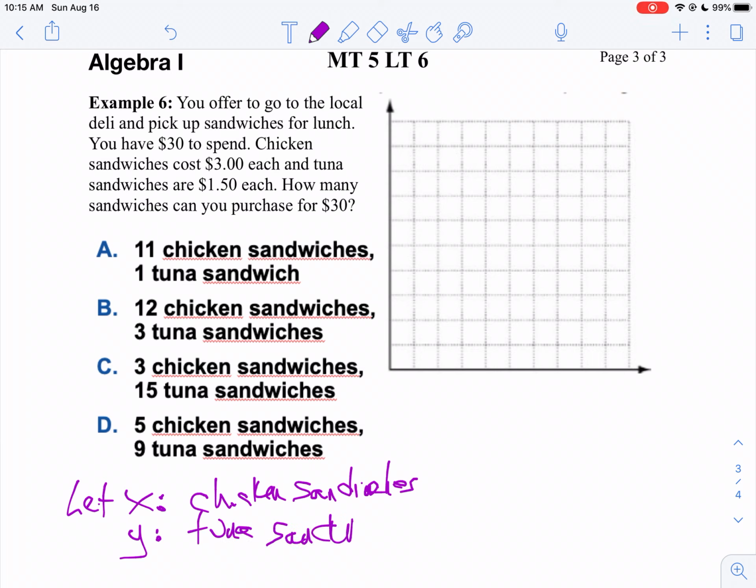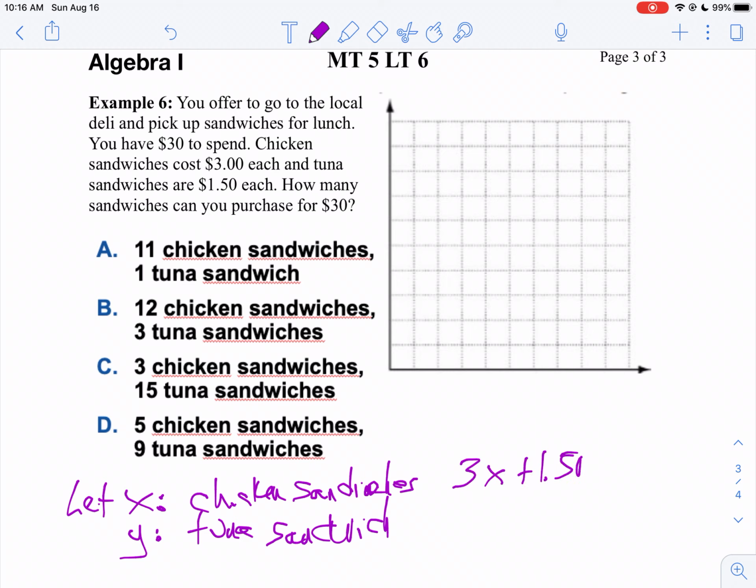We're going to write an inequality here. We're going to spend $3 on chicken sandwiches, so we're going to say 3x. We're going to spend $1.50 on tuna sandwiches, Y. We're going to spend up to $30. You can't spend more than $30, so less than or equal to 30.